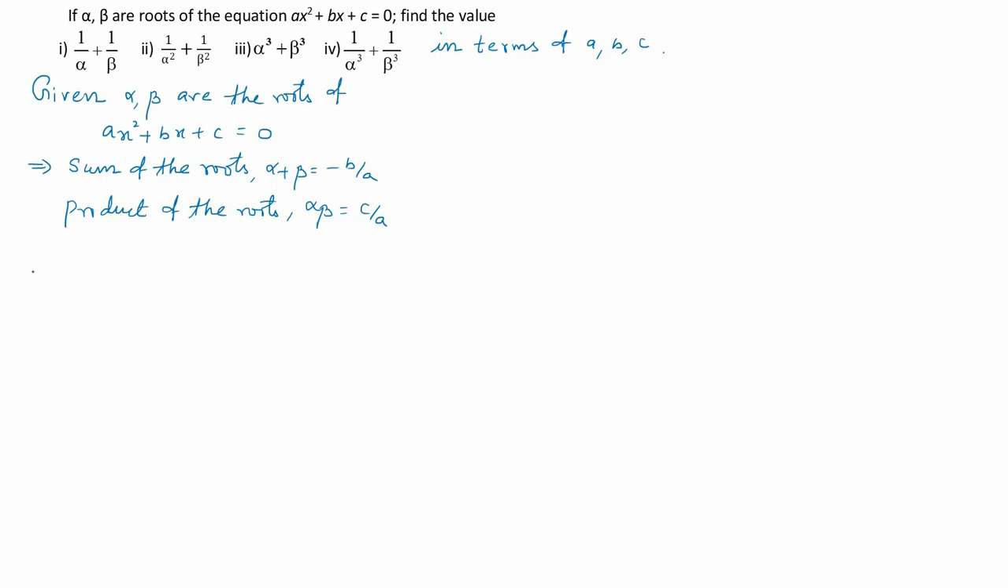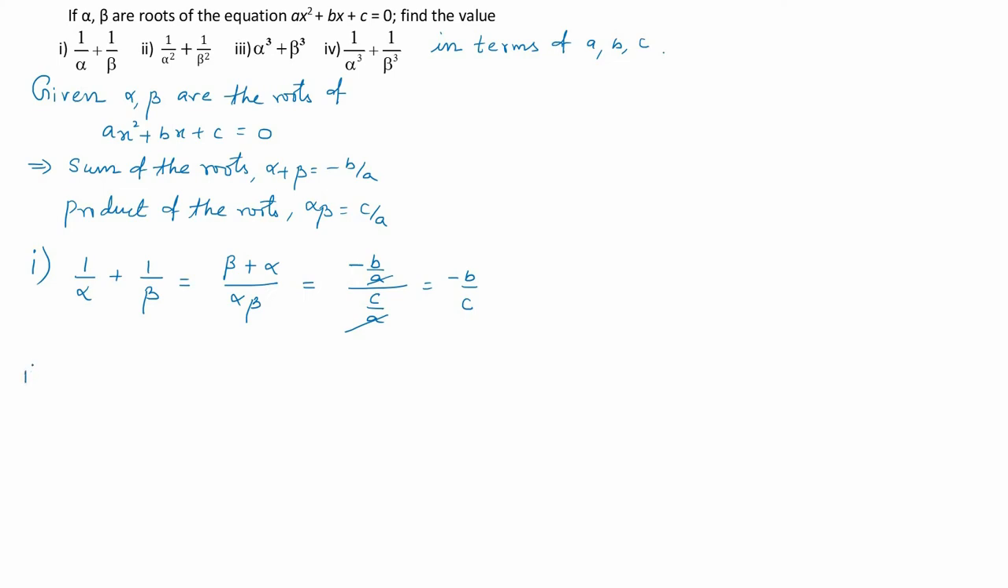Okay, so let us see what is the first bit. We are asked to find the value of 1 by alpha plus 1 by beta. So straight away we will take out the LCM, the product of denominators, alpha into beta. Cross multiply in the numerator. Beta into 1 is beta, plus alpha into 1 is alpha. We have the value of alpha plus beta as minus b by a, and alpha into beta as c by a. So by a and by a we can eliminate, remaining is minus b by c. So we have got the value of 1 by alpha plus 1 by beta as minus b by c.